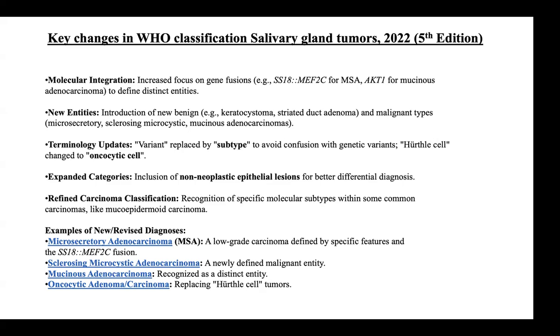Number three, there have been a couple of terminology updates, especially wherein the word variant has been replaced by subtype to avoid confusion with genetic variants. For example, Hurthle cell has been changed to oncocytic cell. So variants are replaced by the word subtypes to avoid any confusion with genetic variants. In addition, the categories have been markedly expanded, with inclusion of non-neoplastic epithelial lesions for better differential diagnosis.